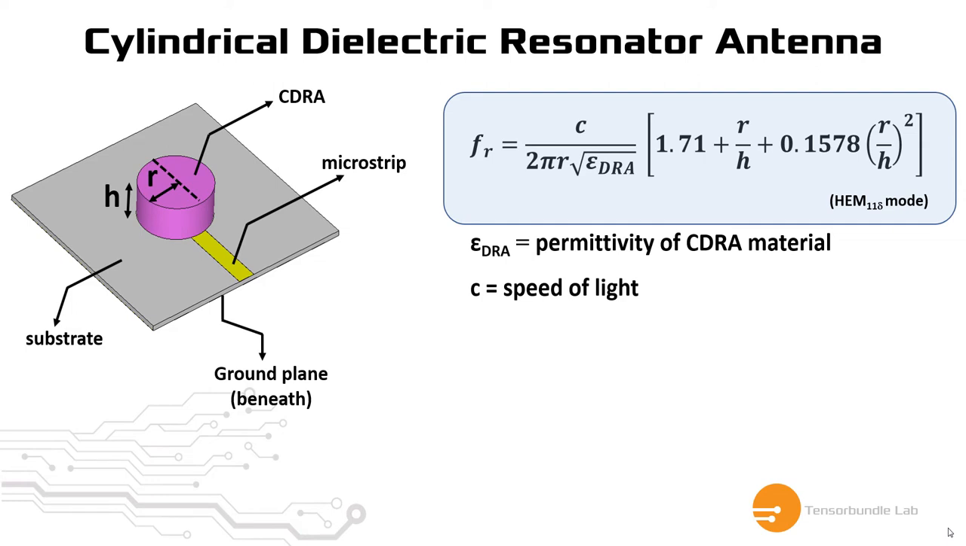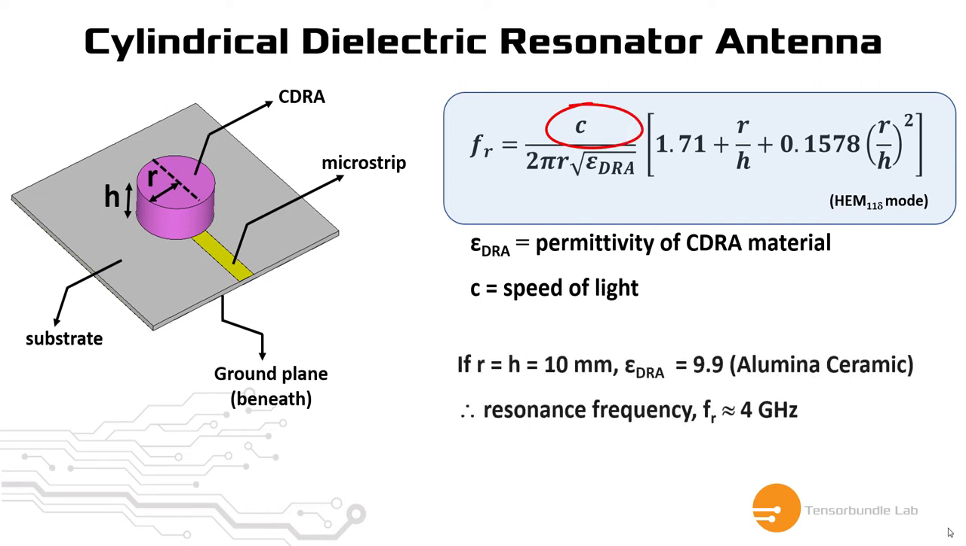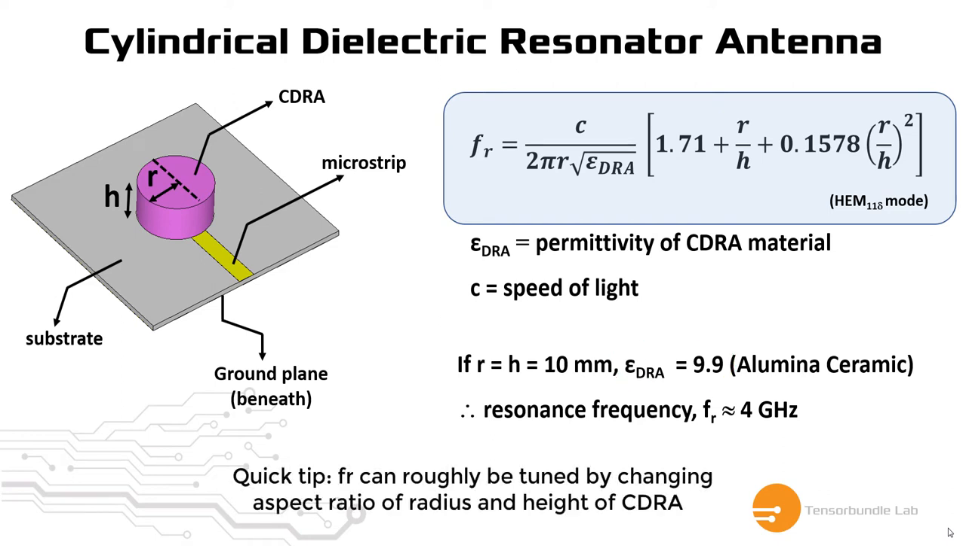If we see the formula, we have epsilon DRA, which is the permittivity of the dielectric material, which is usually very high, and C is the speed of light. Now, if you assume that the radius and the height of the cylinder is 10 millimeter, and if we use an alumina ceramic which has a dielectric constant of 9.9, then the calculated resonance frequency is 4 gigahertz.